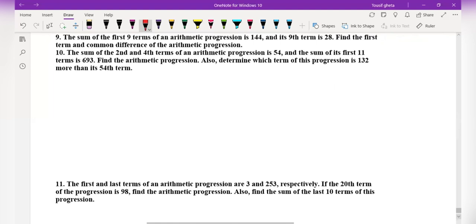Okay, so we'll go with the 10th one. 10th one what they're saying: they give the sum of second and fourth term. Okay, sum of second and fourth term, how much they gave you? 54, right? So सेकेंड और फोर्थ टर्म को मिला के 54 आएगा, एंड सम ऑफ इट्स फर्स्ट 11 टर्म इज 693. बोले तो S11 is equal to 693 लेना पड़ेगा. Okay, let's solve it.